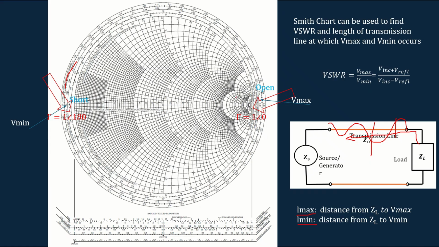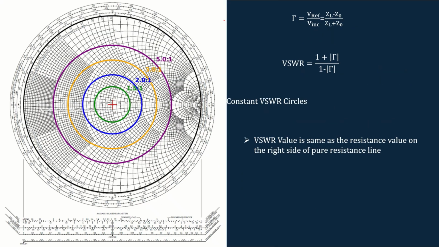Let's see how the VSWR is defined on the Smith chart. We know that the reflection coefficient gamma is defined by this expression, so we can easily draw the reflection coefficient using it, and VSWR is related to gamma by this expression. So we can easily draw the constant VSWR circle on the Smith chart.